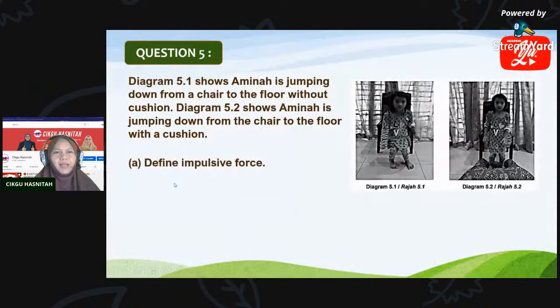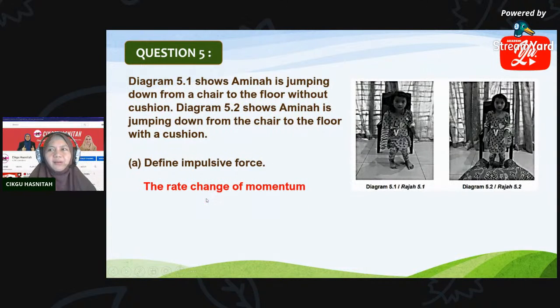Okay, A, define impulsive force. So class, what does impulsive force refer to? Impulsive force refers to the rate of change of momentum. Okay, this is impulsive force. Rate of change of momentum.